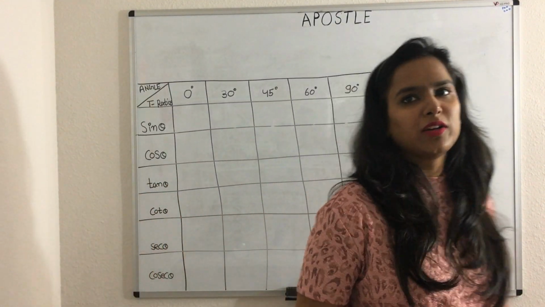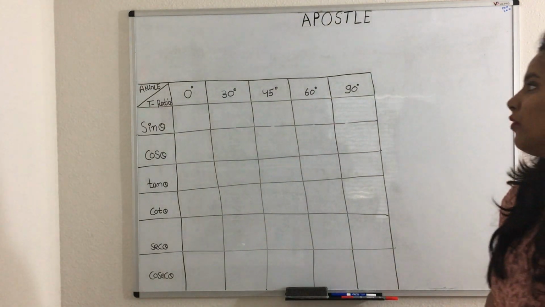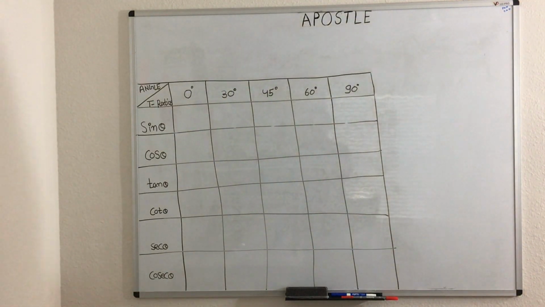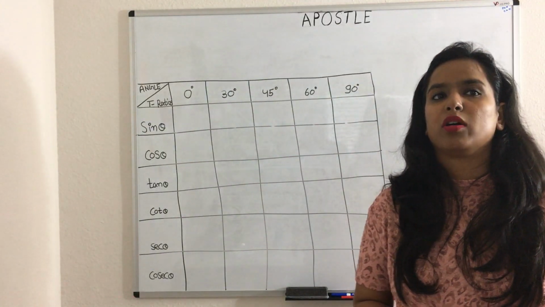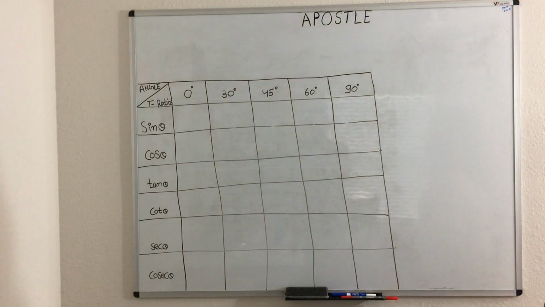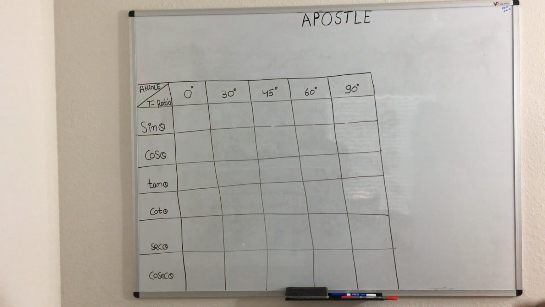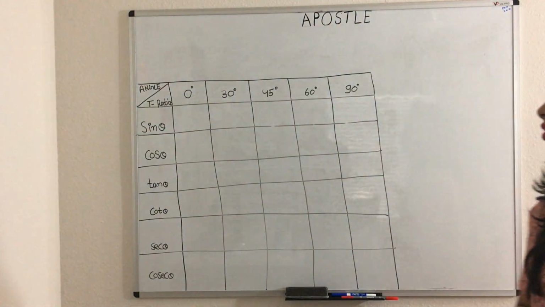Today we are going to discuss the trigonometric table for 0 degree, 30 degree, 45 degree, 60 degree and 90 degree. This table is really very important. Students, you should have these values at your fingertips because they are really very important. Without these values, it is impossible to solve trigonometry.